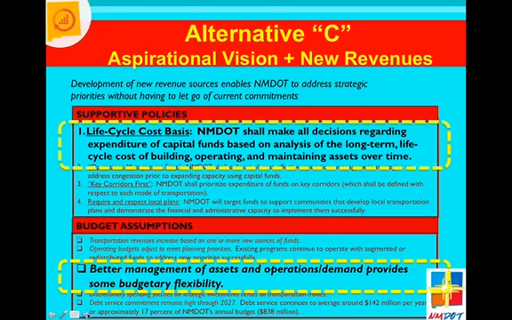once again, our supporting policy is the life cycle cost basis for this, and also we're assuming that we can have better management of our assets and operations, and then recognizing the demand and provide some budgetary flexibility to look at that demand and capacity improvement. Next slide.